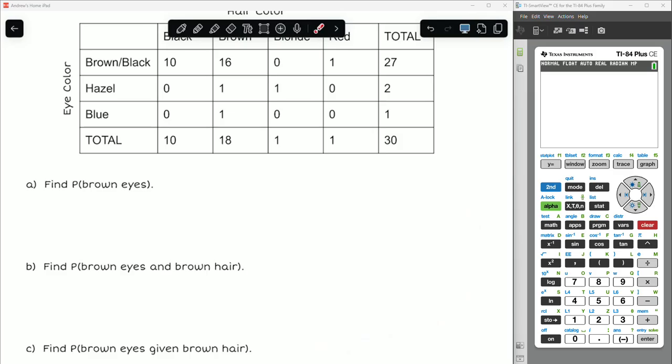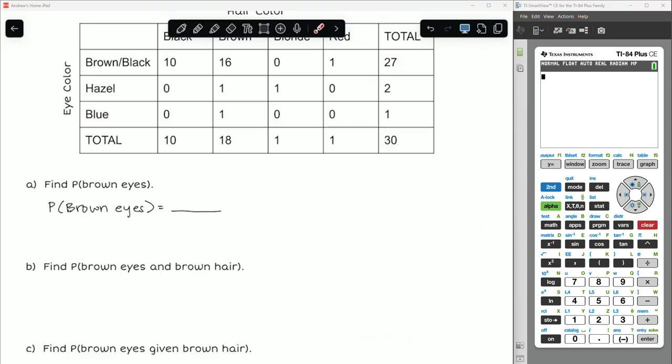We're going to use this table based on my students to find the probability for a randomly selected student in this class. The first probability says find the probability for brown eyes. So what we're finding is the probability that a randomly selected student in my class has brown eyes. We're going to set this up exactly like we did any other theoretical probability. The idea is the same. How many brown-eyed kids were there in the room? How many total kids were in the room?